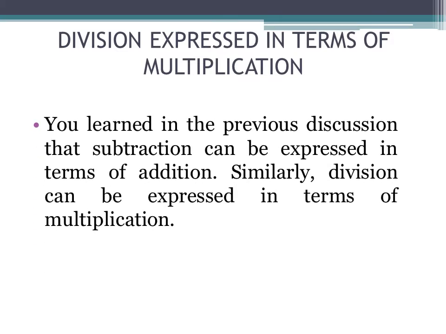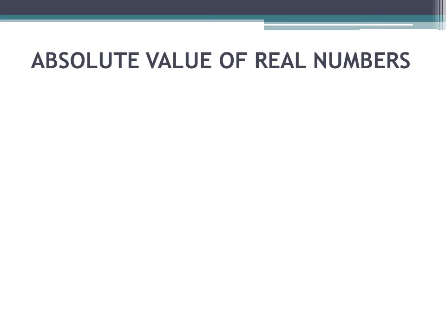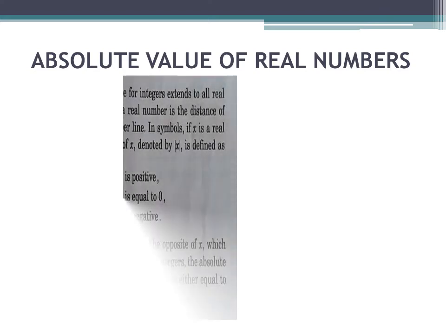Then we have division expressed in terms of multiplication. As what I've said a while ago, the counterpart of multiplication is division. You learned in the previous discussion that subtraction can be expressed in terms of addition. Similarly, division can be expressed in terms of multiplication. So let's proceed with the absolute value of real numbers.